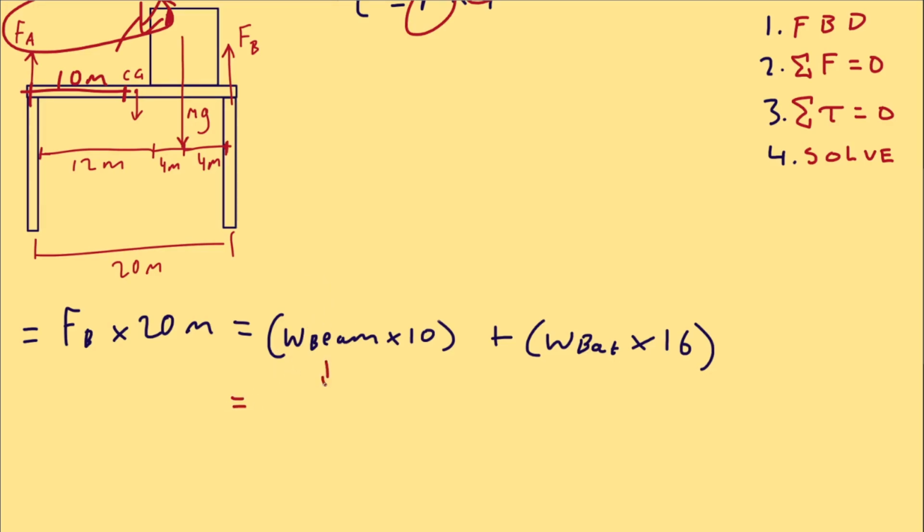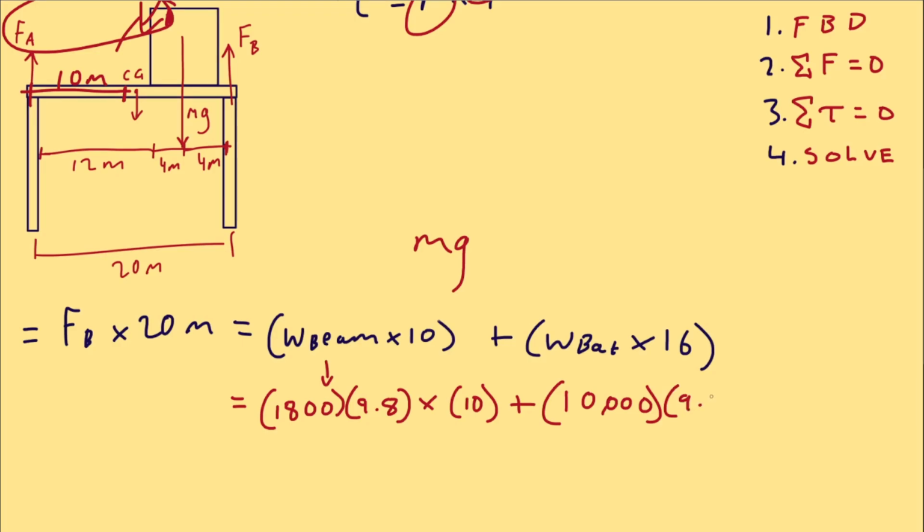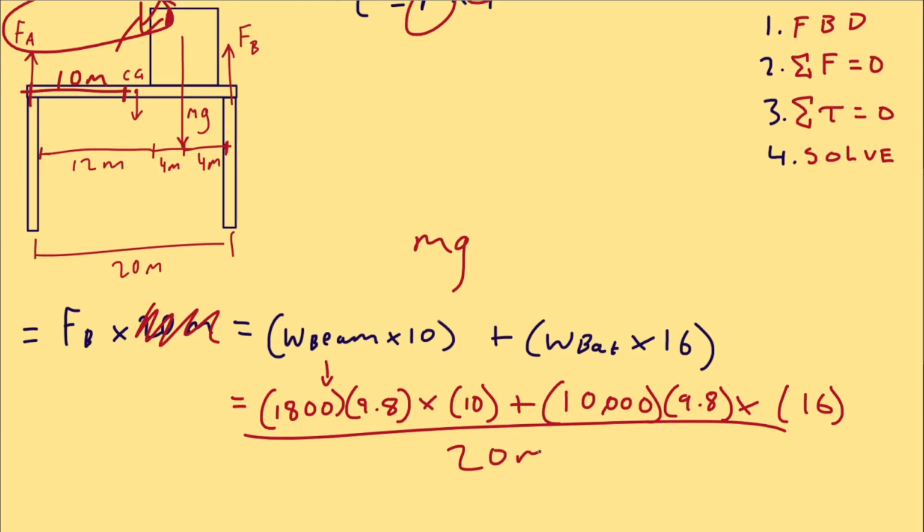So the weight of the beam was 1,800 times acceleration due to gravity. Because remember, we're not looking for kilograms, that's mass. We're looking for weight, which is newtons, mg, times the lever arm, plus the same thing for the battery, which was 10,000 kilos, and the lever arm is 16. And let's isolate FB by dividing both sides by 20 meters.